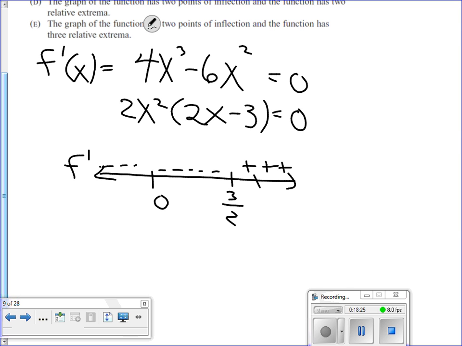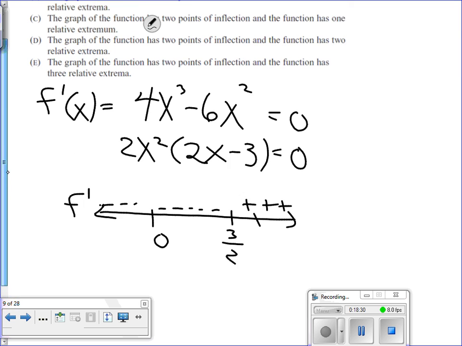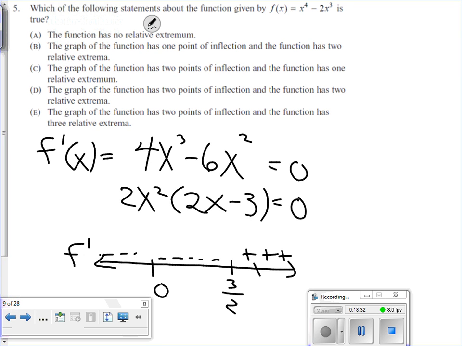Now, I think with the choices, was there only just one choice that had just 1? Wait, this is 1. Oh, so the only choice it could be is this one, right? That's the only one that has 1 relative extreme. And what kind is it? Max or min? Min, right? Negative to positive. If there was another choice that said 1 relative extreme, then I'd have to go to the second derivative and do the exact same thing to get your points of inflection.